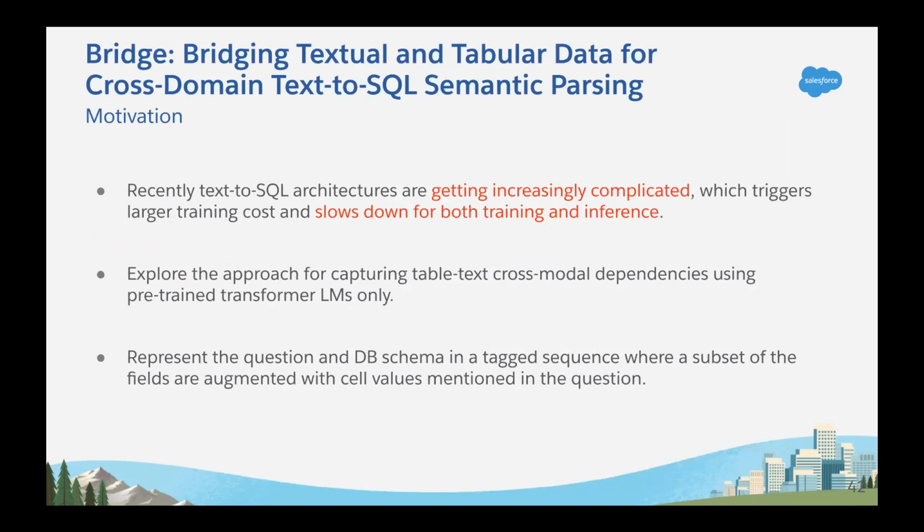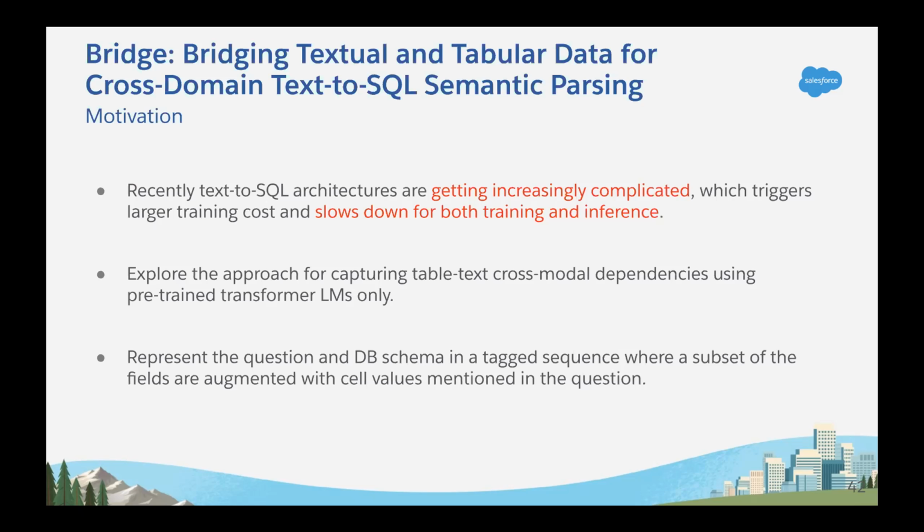So next, I want to talk about a paper called Bridge. The motivation is, like I said, recently, although we get better performance, the text-to-SQL architecture is also getting increasingly complicated, which also triggers larger training cost and a slowdown for both training and inference. So we want to explore if it's necessary to increase the complexity of the architecture.